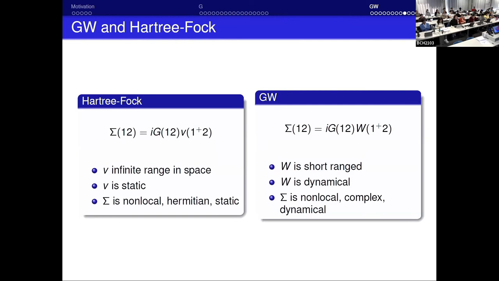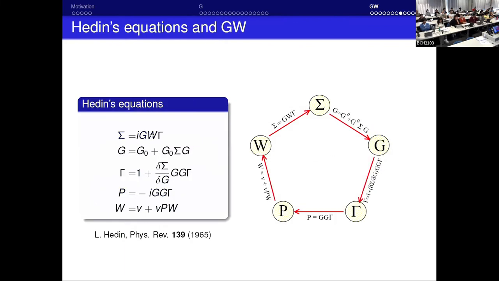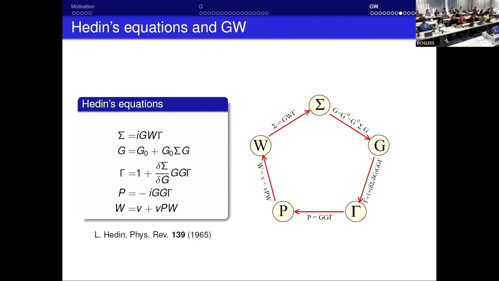Are they exact, or is there some intrinsic approximation in the equation? Okay, this in principle is an exact set of five equations for these five unknowns. So if you are interested in calculating the Green's function, as we are, in principle, if you solve these equations, you get the solution. Okay.